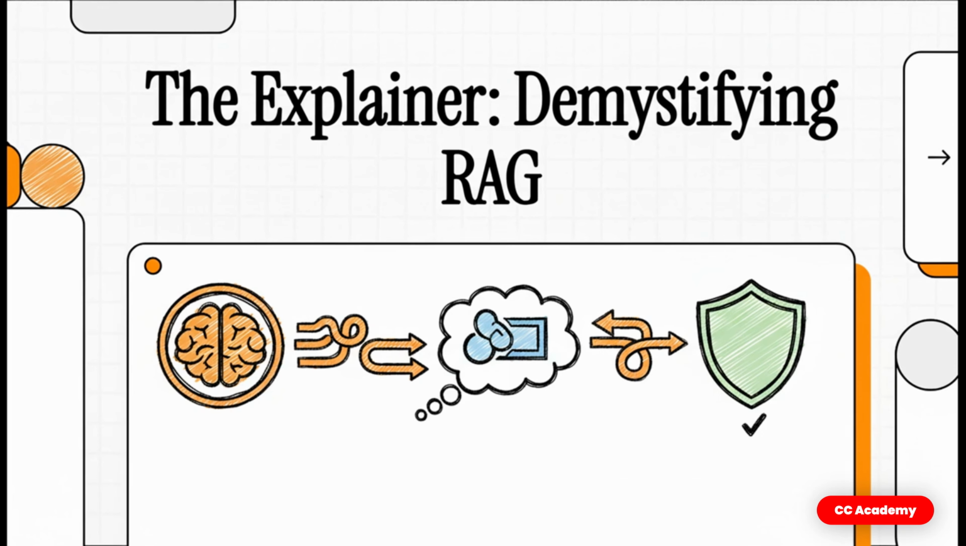Welcome to The Explainer. Today, we're going to pull back the curtain on something called Retrieval-Augmented Generation, or RAG for short. It's the tech that's finally bridging the gap between an AI's static, frozen knowledge and the real, live world. It's what makes AI smarter, more current, and maybe for the first time, actually trustworthy.